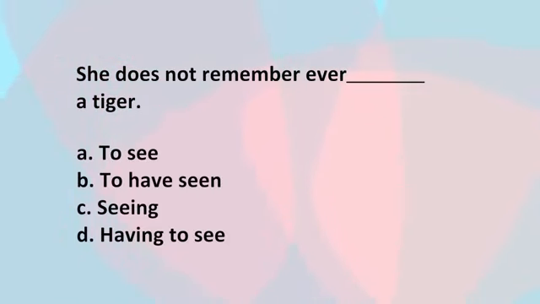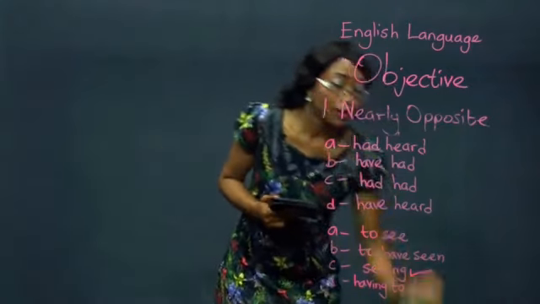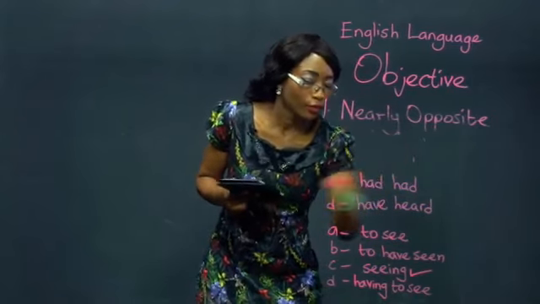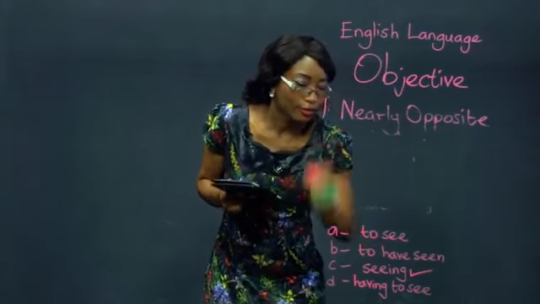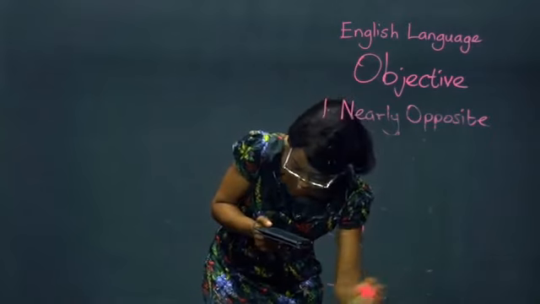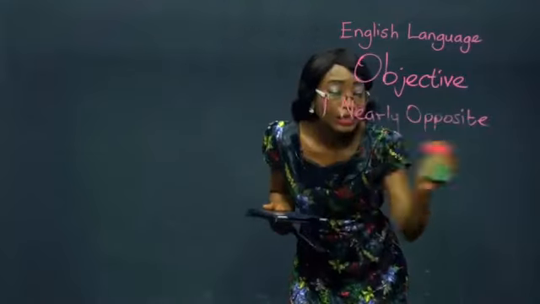Anytime we have ever being used like that, she does not remember ever seeing. The kind of verb we use usually has ing, like that option that we have there, seen. She does not remember ever seeing a tiger. Now we move on to the next kind of question that we will find in the objective. The next kind of question is called possible interpretations.